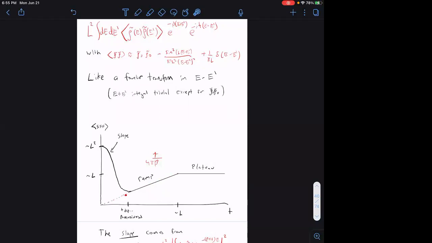So it grows linearly for a time up to time of order L. So it grows for a very, very long time, if L is large, and then it stops growing and becomes this plateau here.